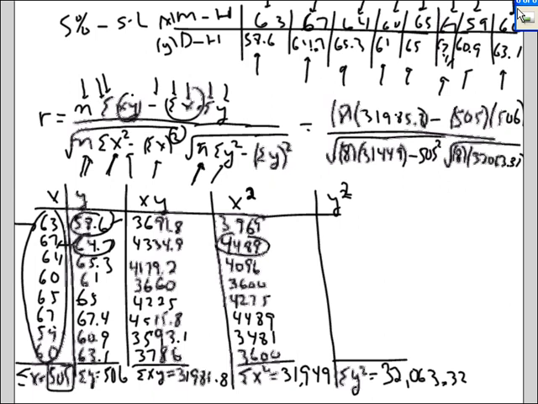I ran out of space, but minus the summation of y squared. The summation of y is 506, and that has to be squared. And if you crank this all through, and you don't make any silly errors, which is really easy to do, I understand that. Make sure that what I wrote down is even what I have.